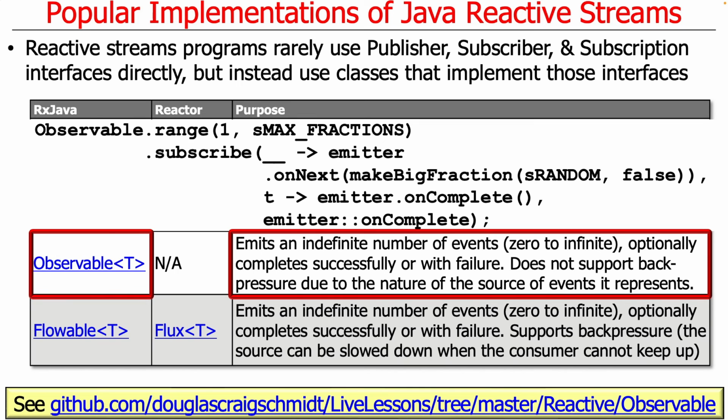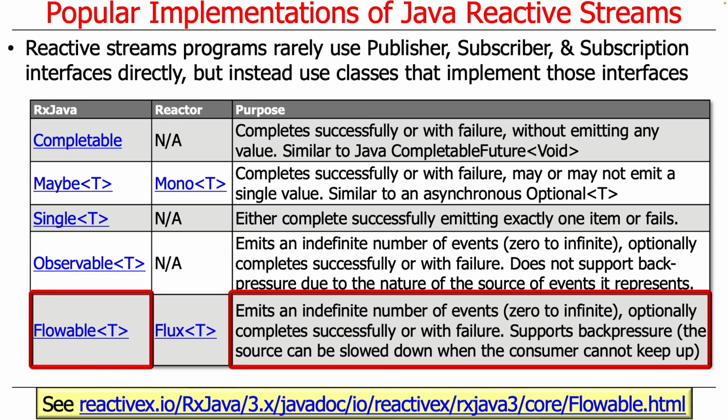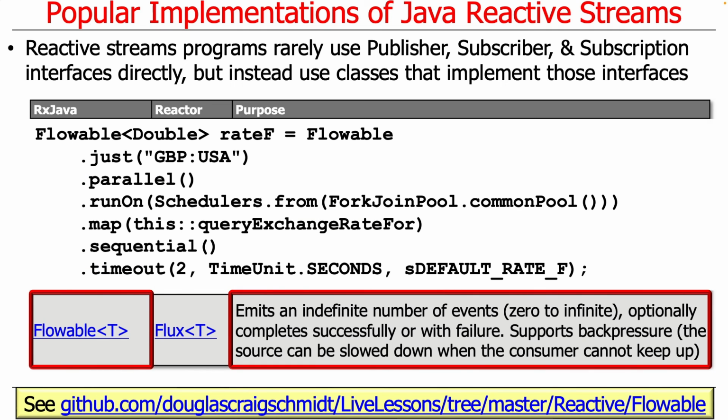This is going to take values from 1 to max fractions and then essentially make a random big fraction and emit it to somebody up the stream who's going to process it. There's also flowables, which are very much like fluxes. Flowables can support flow control. There's also a variant of a flowable called a parallel flowable, which can run in parallel like a parallel stream.